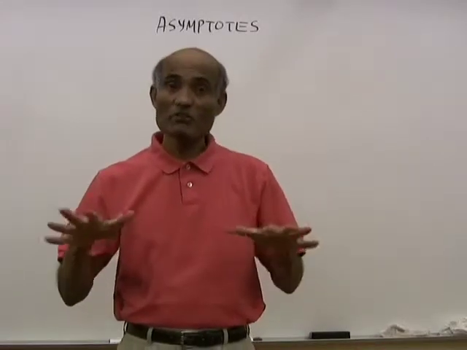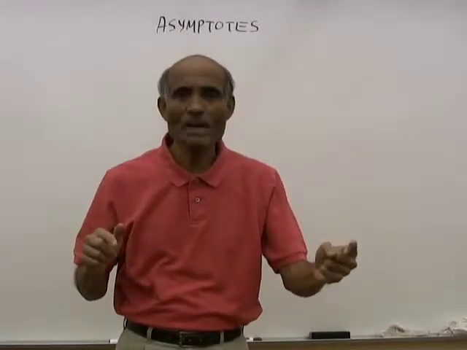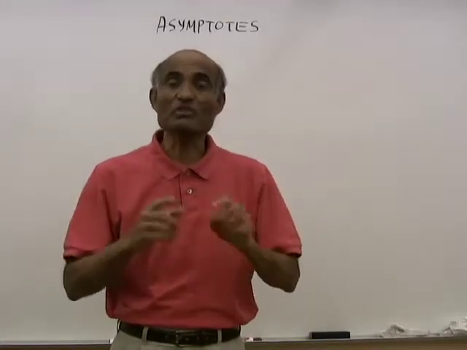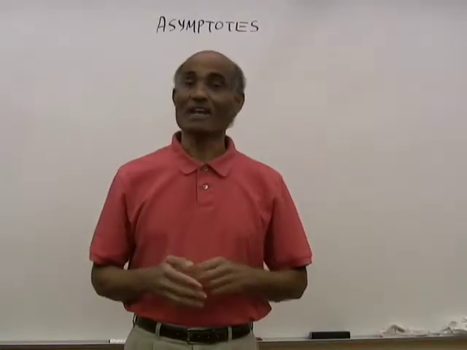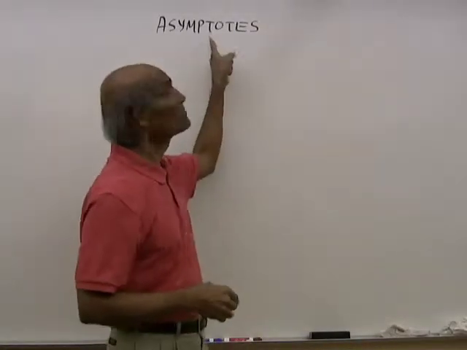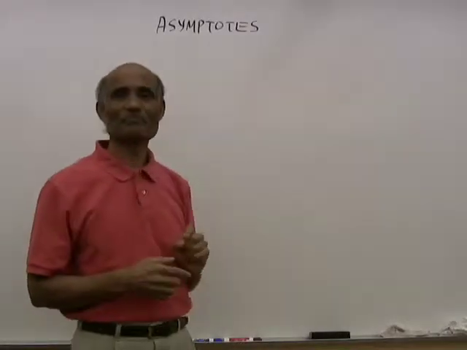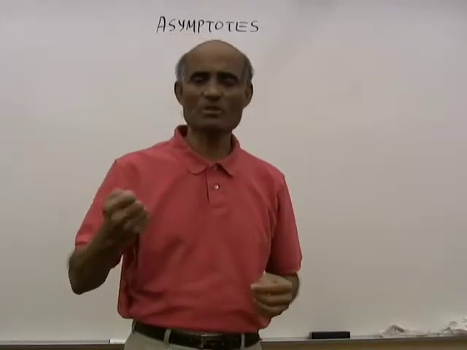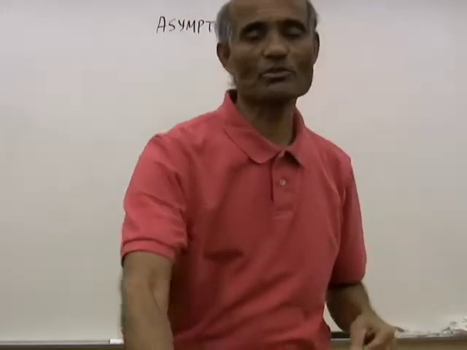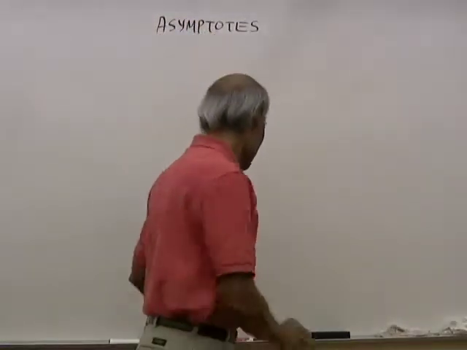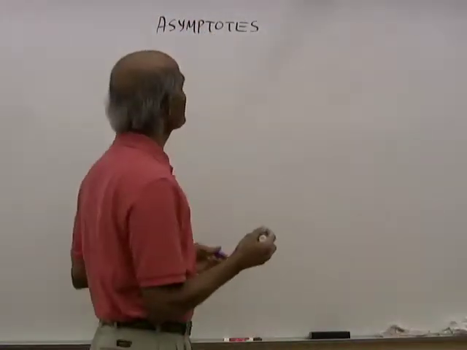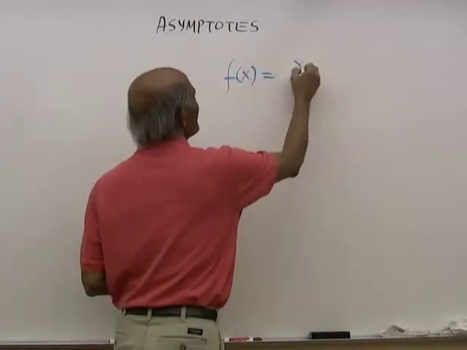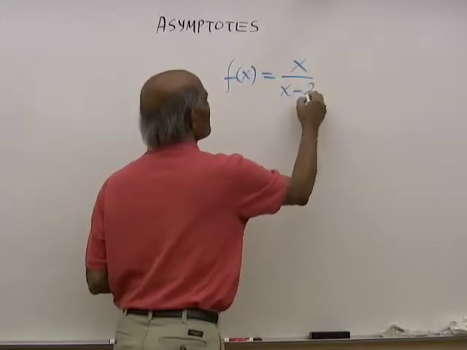Now, certain functions require more information than what we obtained so far in order to sketch their graphs. One such piece of information is what we call asymptotes. What is an asymptote? An asymptote can be a vertical asymptote or a horizontal asymptote. Let's take an example here. Let's say f of x equals x over x minus 2.